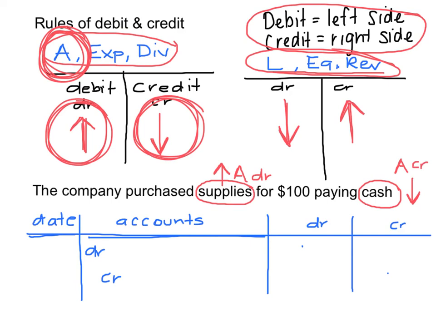Now I'm going to write down my answer. I always write the debit first. So I write supplies here and put the 100 in the debit column. Underneath I write my credit, which is cash, and I put the amount in the credit column. And I write it is.